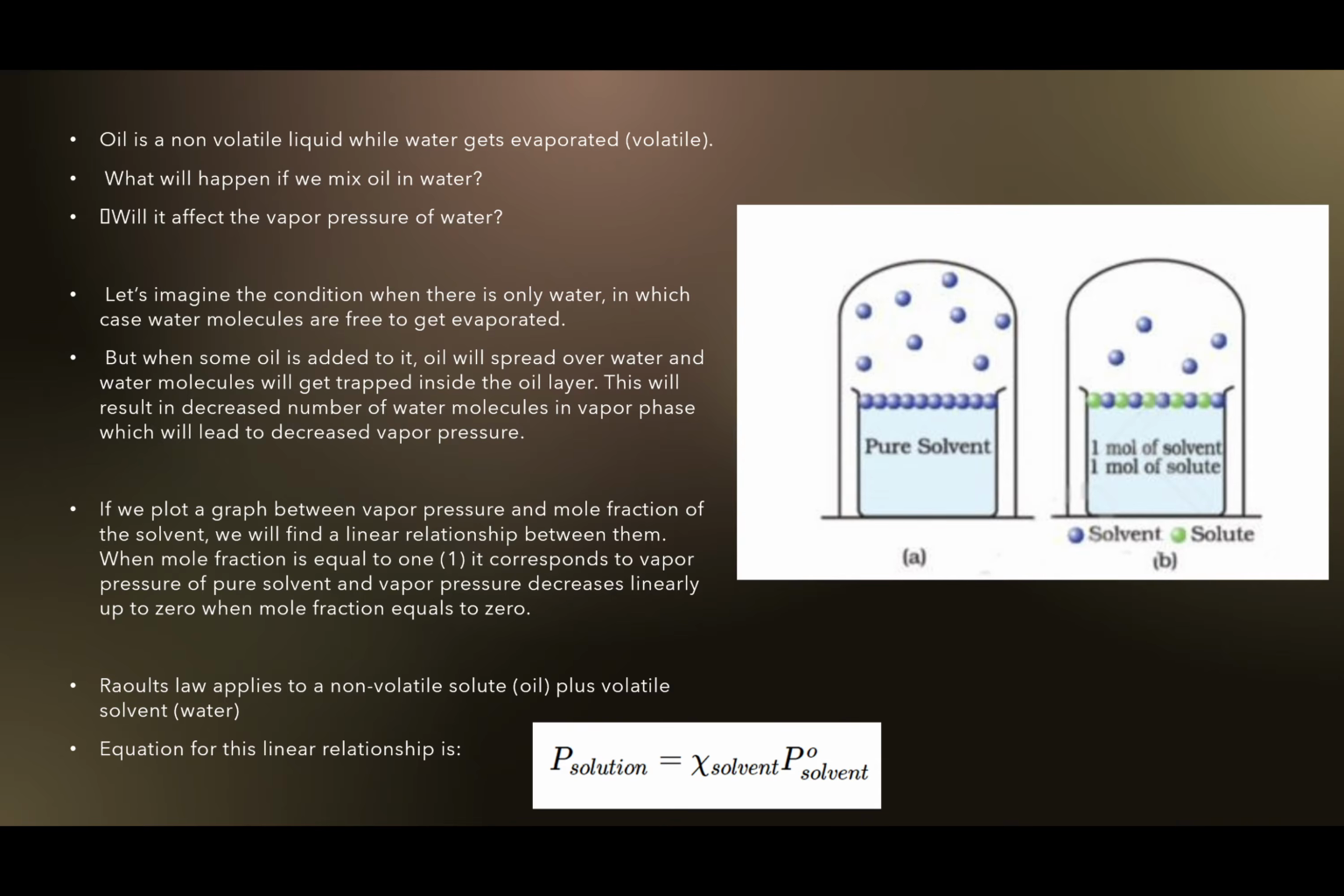So in here you have 8 solvent molecules in a pure solvent. You're going to have a lot of solvent. But if you mix it with a solute, you're going to decrease the amount of solvent molecules, therefore decreasing the vapor pressure. So if we plot this on a graph between vapor pressure and mole fraction of the solvent, we'll find a linear relationship between them. When the mole fraction is equal to 1, it corresponds to the vapor pressure of a pure solvent, and the vapor pressure decreases linearly up to 0 when the mole fraction equals 0.